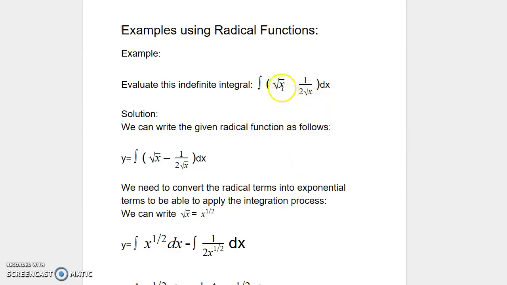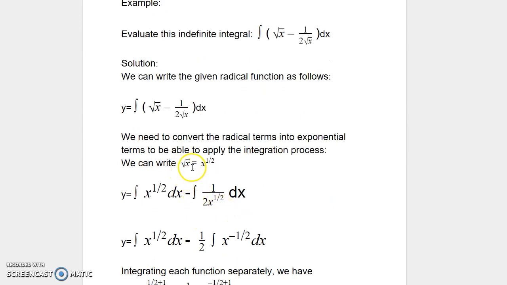So we want to convert the radical terms to exponential terms to be able to apply the process of integration. To do that, we're going to convert square root of x to an exponential term as shown here. Square root of x can be written as x to the power of half. This is one of the rules of converting the radical terms to exponential terms.